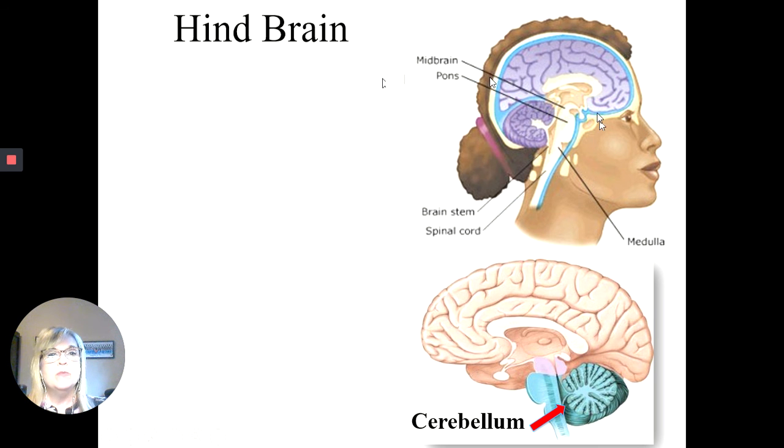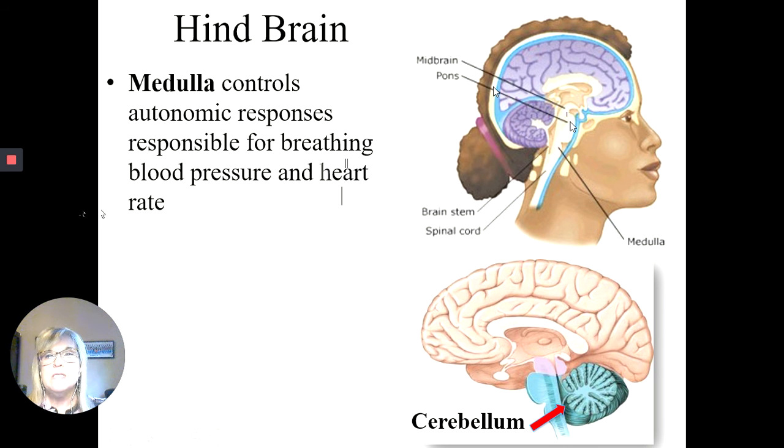So the hindbrain is kind of referred to as our reptilian brain, and it's this back part of the brain here. The medulla is right here, and it's responsible for controlling our breathing, our blood pressure, and our heart rate. And that's one of the reasons why if you have an injury to the back of your neck here, it can be really severe. It can shut down your breathing and heart rate and kill you.